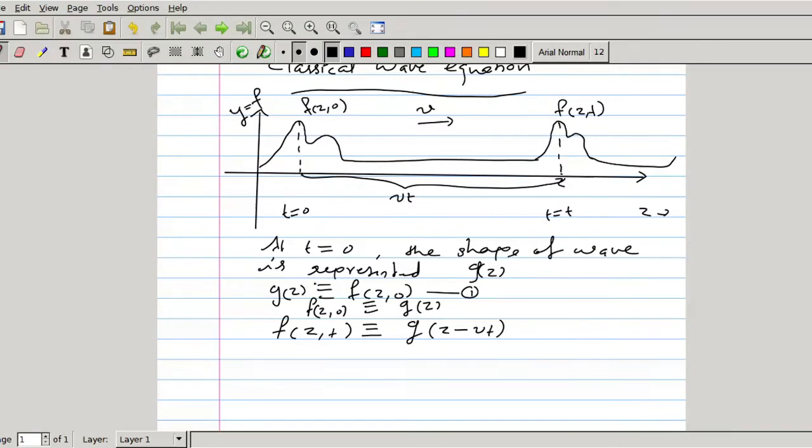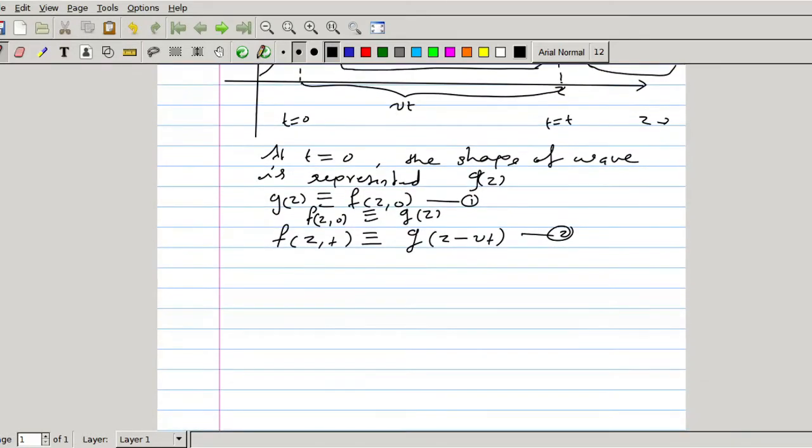z represents the z coordinate, and when you take this point, the shape will be the same as that at this point. This point is designated by the z coordinate. When you take time t, this represents the z coordinate z. So at zero time its z coordinate should be z minus vt. That's why in g(z), z is replaced by z minus vt. That means it should be a function of z minus vt.